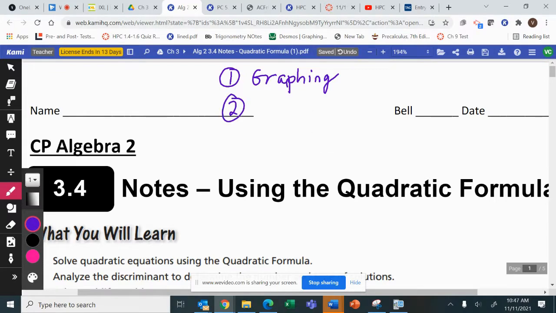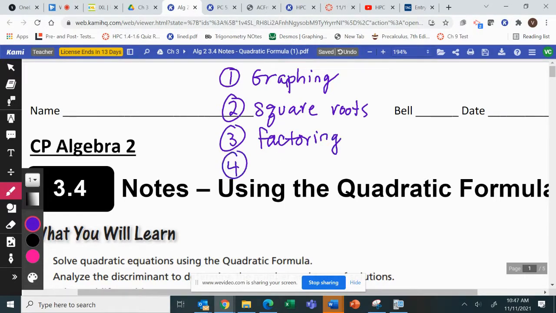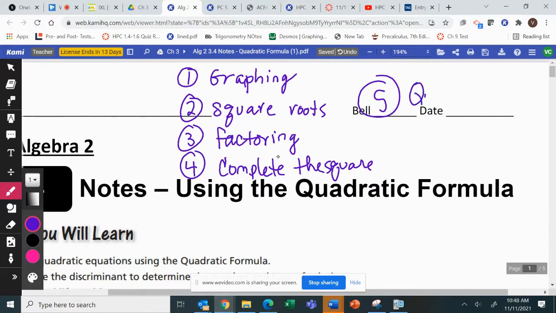The second, third, and fourth ways to solve equations would be to solve by square roots, to solve by factoring, to solve by, what's the fourth one? Thank you. Complete the square. And then today we introduce number 5. This thing called the quadratic formula is going to be the 5th method of doing the exact same thing, solving for x when it's quadratic.